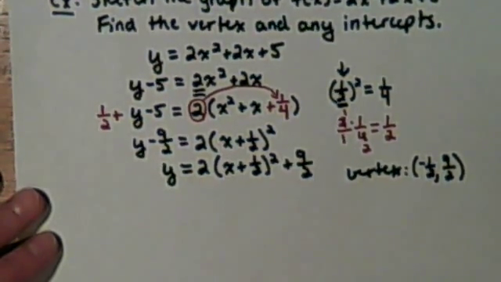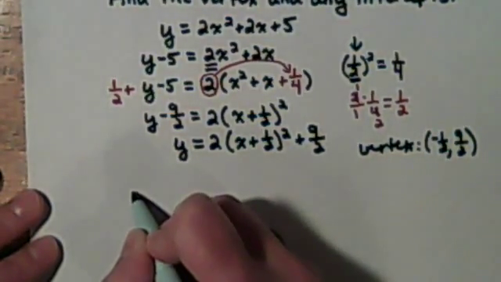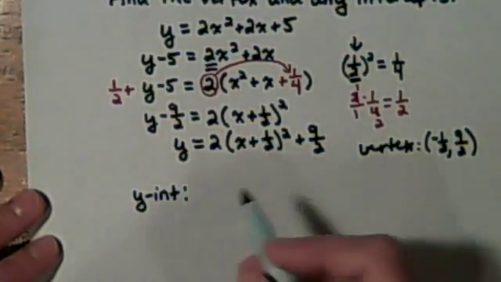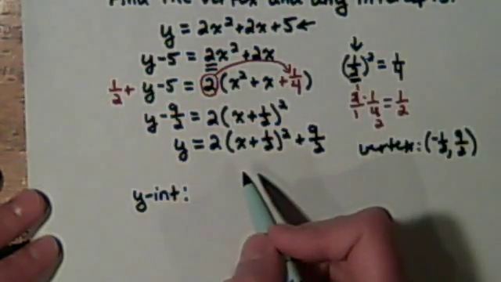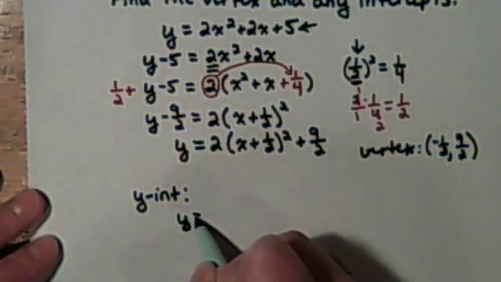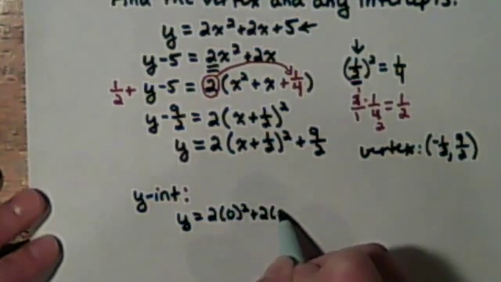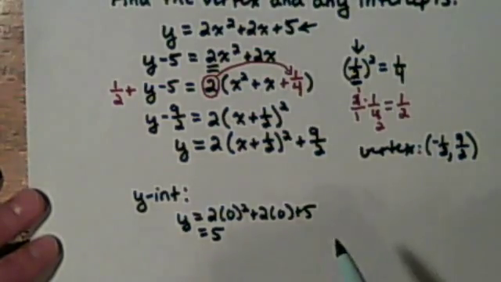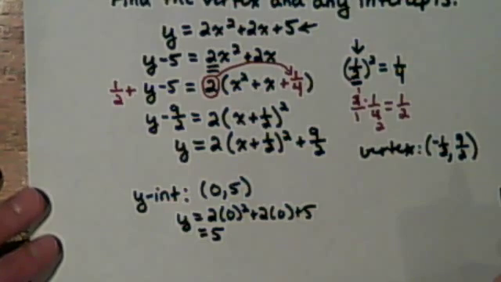So the next thing I want to do is find the y-intercept. I always find that easiest to find. So for the y-intercept, remember we want to let x be 0. If I go back to the original equation, which is the top one here, it's easiest to find the y-intercept. So we have y is equal to 2 times 0 squared plus 2 times 0 plus 5, and that all simplifies down to 5. So my y-intercept is at 0 and 5.